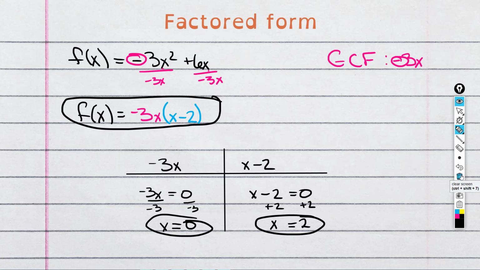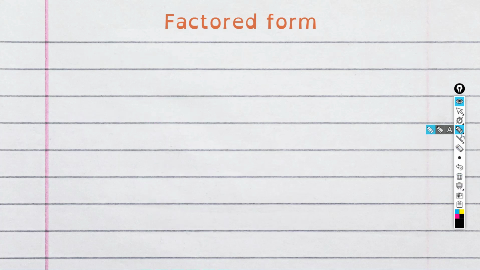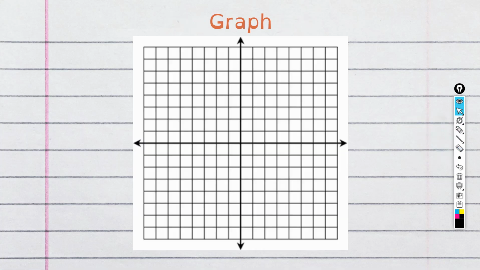So I'm going to go over to my graph and plot each of those pieces. And so to start off with, at 0 and at 2, we had our two x-intercepts, and then our vertex was at 1, 3. My parabola goes down from there.